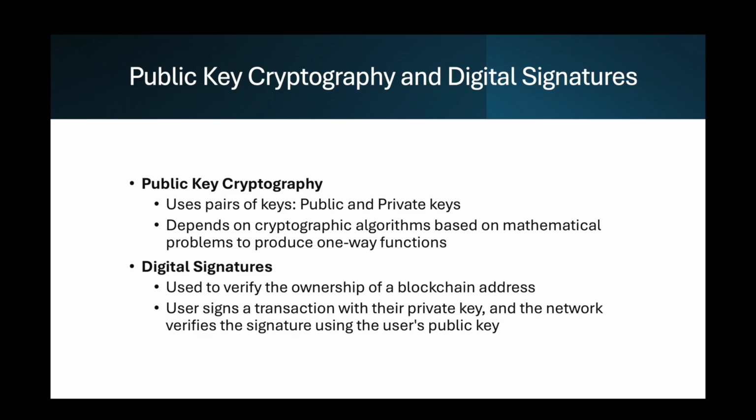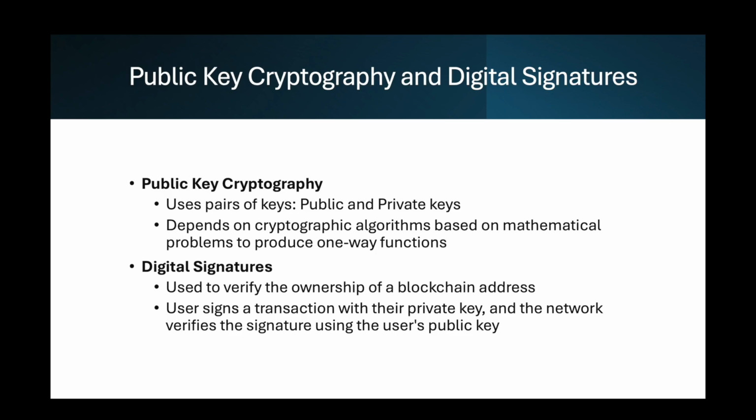Digital signatures. In blockchain, digital signatures are used to verify the ownership of a blockchain address. A user signs the transaction with their private key, and the network verifies the signature using the user's public key. This process ensures that transactions are secure and cannot be tampered with.